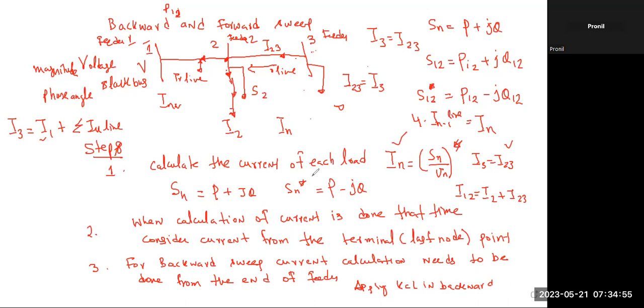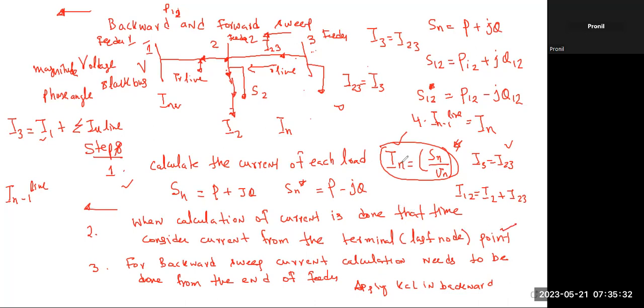The fourth step is at I n minus one? No, this is the first step. In the first step you have to calculate this value, IN. Then in the second step, you have to calculate the value of this by looking at it backwardly. The In minus one line current you have to calculate in this direction. Backwardly, when calculating current, consider current from the terminal node, the last point.